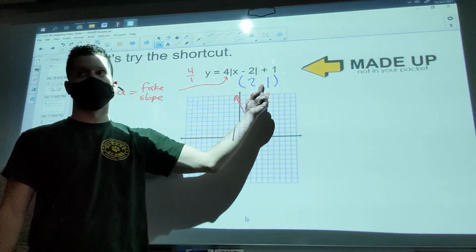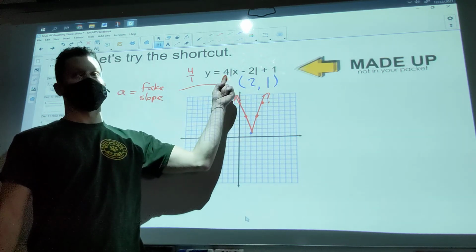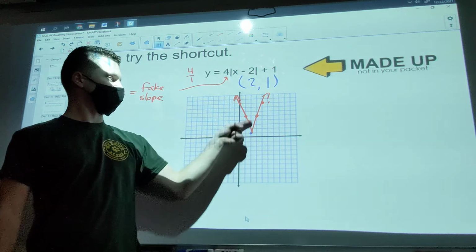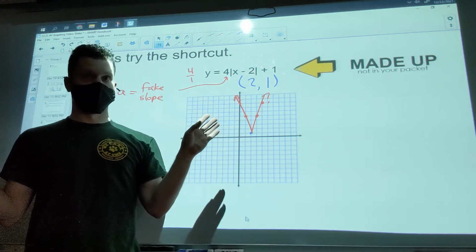Find the vertex, plot it. You're either going up or down. You're going to go up 4 over 1, up 4 over 1, and keep repeating. That's it. Simple enough?